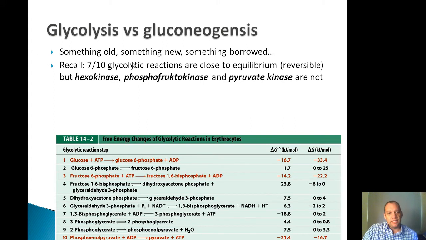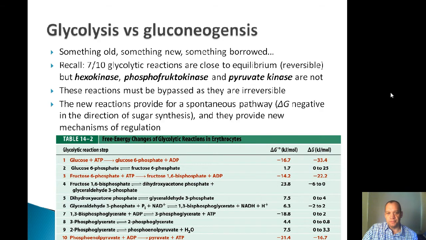But you will recall that 7 of the 10 glycolytic reactions were close to equilibrium, which means they are reversible. So under cellular conditions, the delta G's for those reactions, reaction number 2 and reactions number 4 to 9, we saw were all fairly close to 0. But for hexokinase, phosphofructokinase, and pyruvate kinase, we have relatively large negative delta G's. And that means these reactions must be bypassed because they are irreversible.